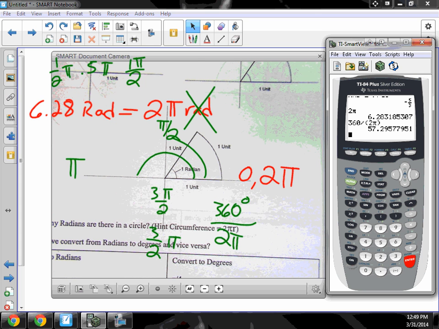Okay? Well, guess what? If your degree measure is a whole number, your radian measure will be irrational. If your radian measure is a whole number, your degree measure will be irrational. So they don't really mix very well, unless you leave the pi on, then it becomes easier.